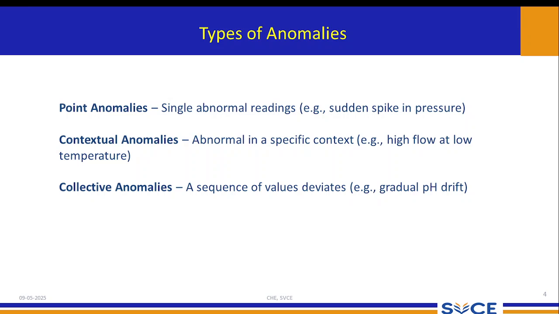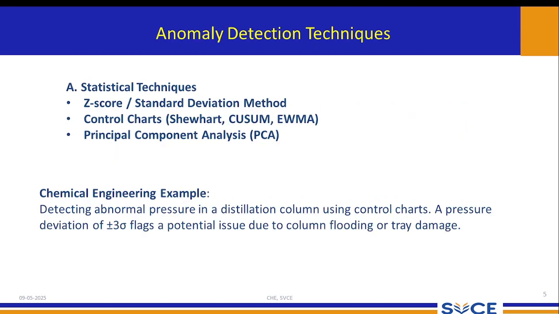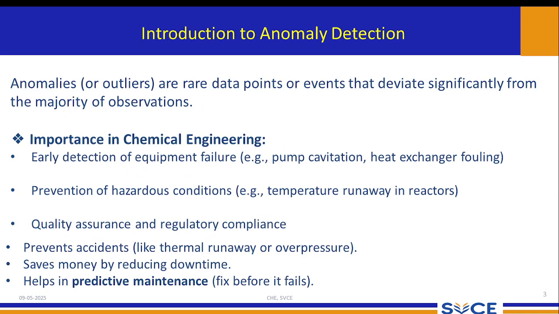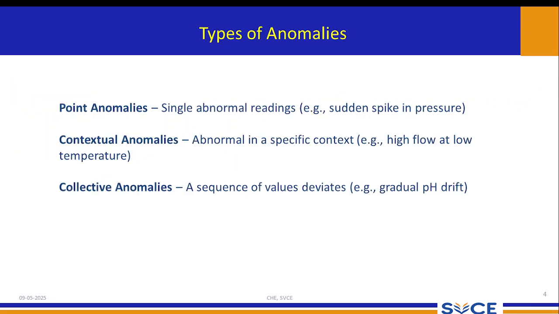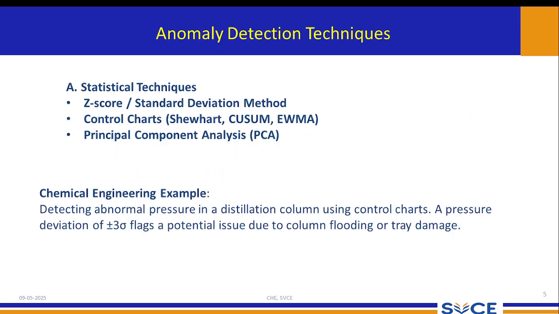So we have separated the anomalies into three types: point anomalies, contextual anomalies, and collective anomalies. What is an anomaly? An anomaly is a rare data point or event that deviates significantly from the majority of the observations. That is why we try to find the deviation and make sure, for preventive maintenance, that the deviation does not occur. Hope you understood now.